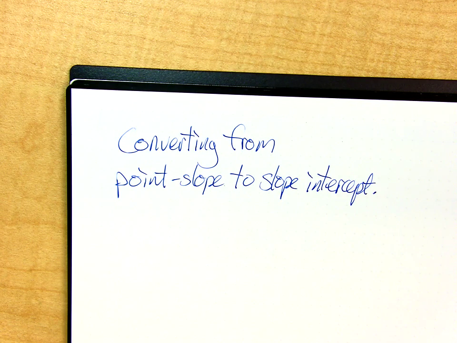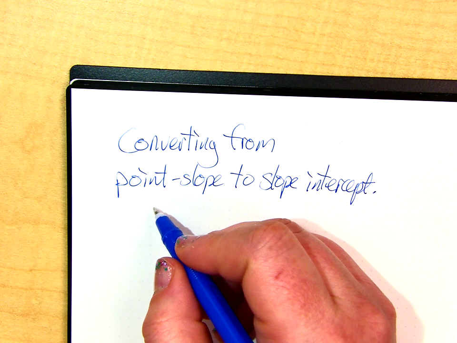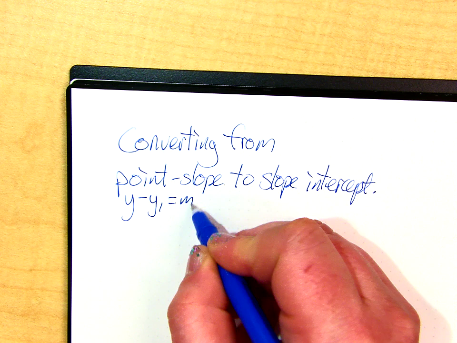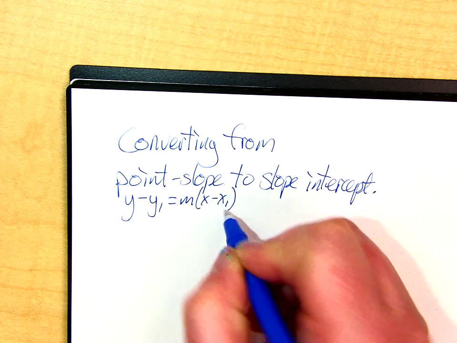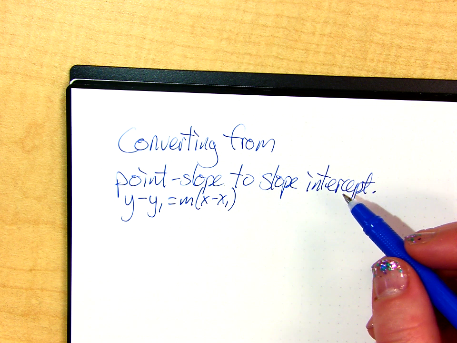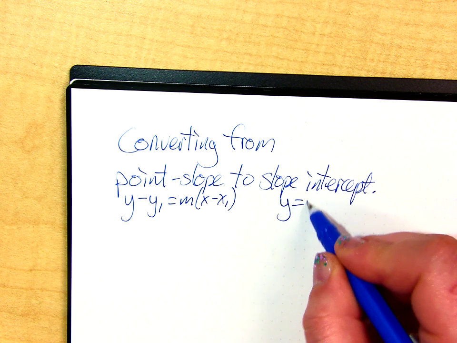If we're going to convert from point slope to slope intercept. So first of all, point slope is the one we just learned: y minus y1 equals m times x minus x1, right? That's that. Slope intercept, what one was that? Yes, that's y equals mx plus b.